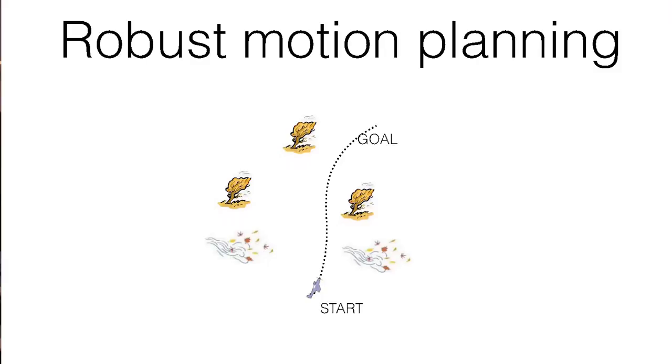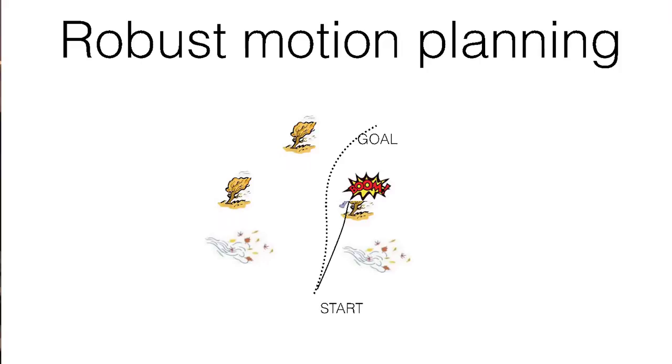But if you get the controls for this path and then give it to a real robot, you might find it doing something like this. This is because the algorithm that you use for planning this path does not take into account any of the uncertainties in the environment or uncertainties in the world.